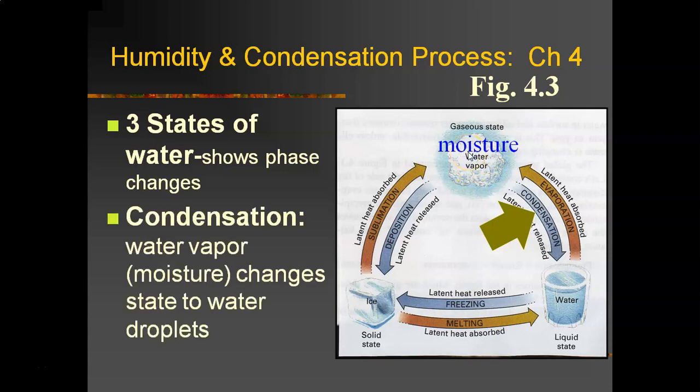Now, in terms of all of these different phase changes, we're going to be concerned with just one, condensation. What we want to learn is how we go from the gaseous state, moisture in the air, or water vapor, and then how we get it to actual water droplets to make clouds and precipitation.